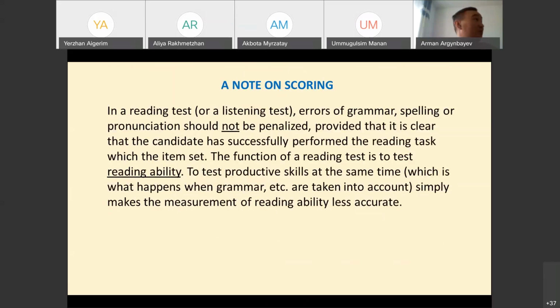And a note on scoring. What should we penalize and what should we not? We should not penalize grammar, spelling, or pronunciation mistakes. Because we're not testing them, we're testing reading comprehension, how well students understand the text. This is why we don't penalize students for this. This is not a productive skill. It's reading ability, reading comprehension.